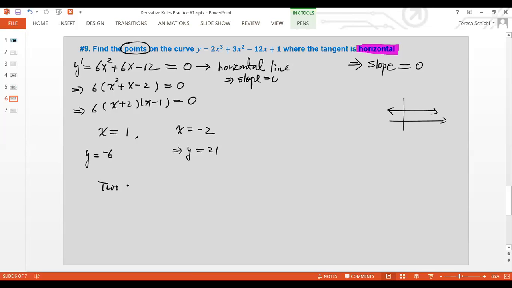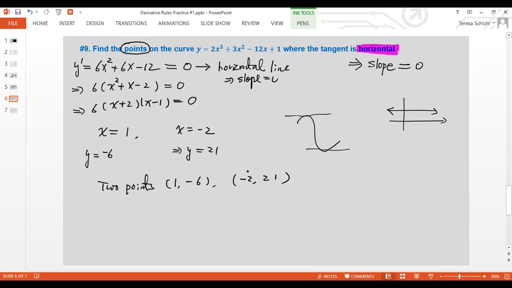So you're going to have 2 points on this graph. One is (1, negative 6), and the other one is (negative 2, 21). Both of these points on the function will have a horizontal tangent line.